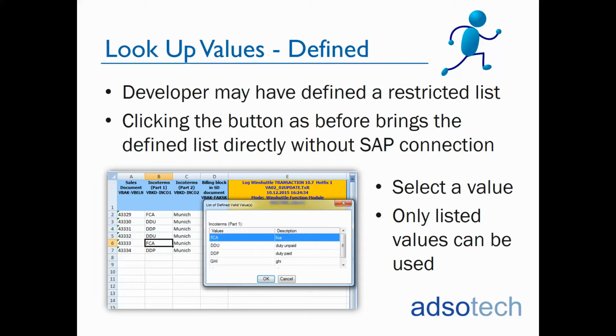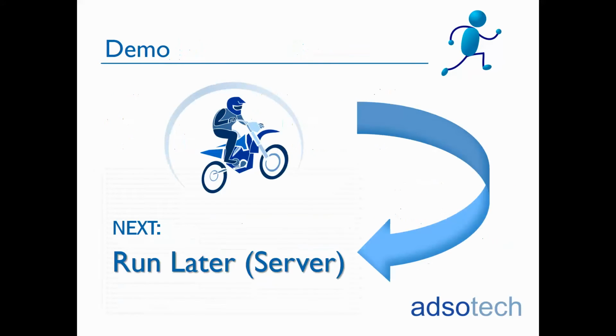The script's developer may have restricted the use of SAP valid values in a particular field in regards to this script. If this definition has been made, clicking on Lookup Values will not start an SAP connection, but bring up the defined restricted list. Again, just select a value and click OK. Let's have a look at a demo on all of this before moving on to Run Later server.